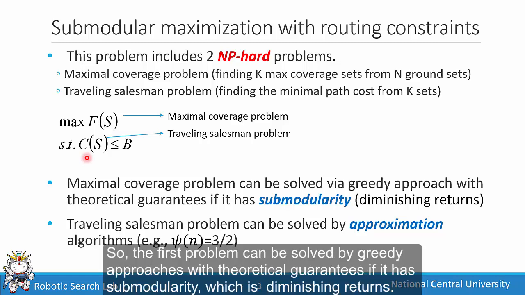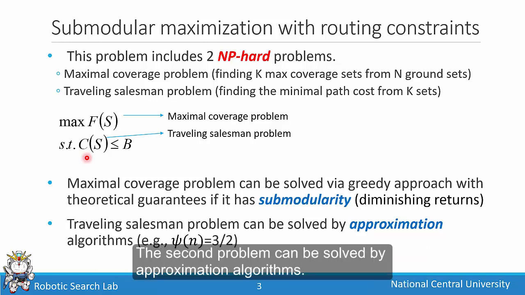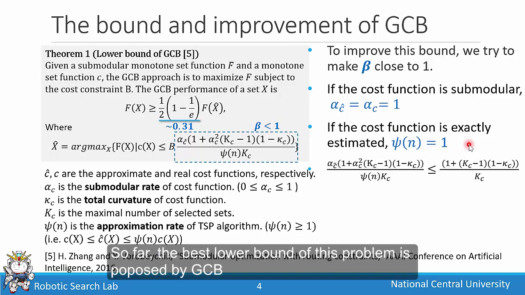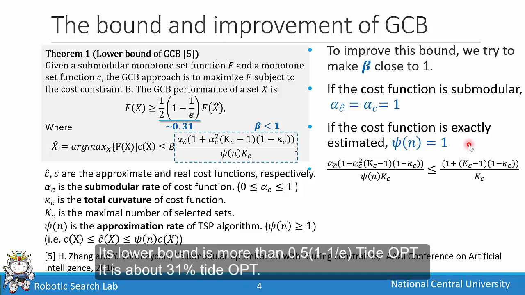So the first problem can be solved by a greedy approach with theoretical guarantee if it has submodularity, which is about diminishing return. The second problem can be solved by approximation algorithms. So far, the best lower bound of this problem is proposed by GCB. GCB is a greedy approach to maximize this problem. Its lower bound is more than a half of 1 minus 1 over e times OPT bar. It's about 31% of OPT bar.